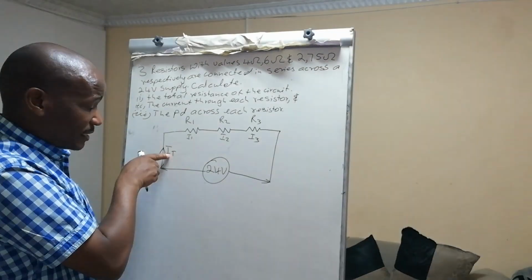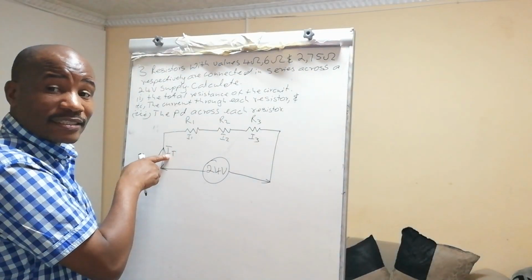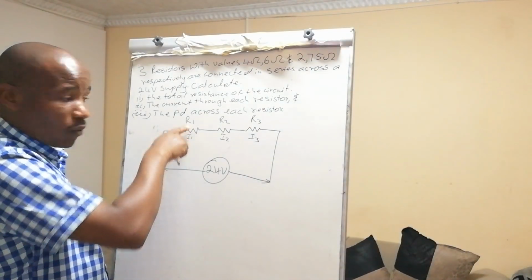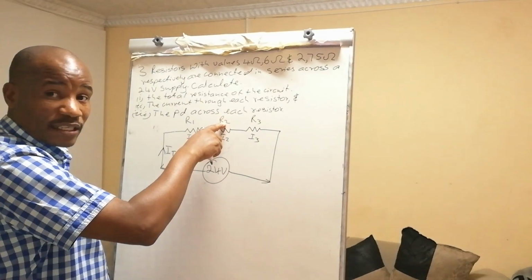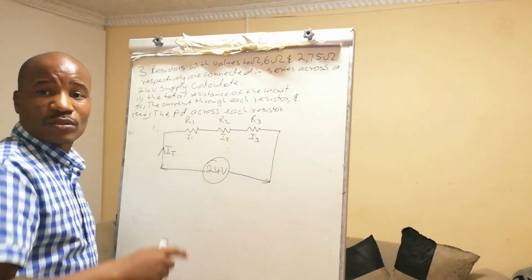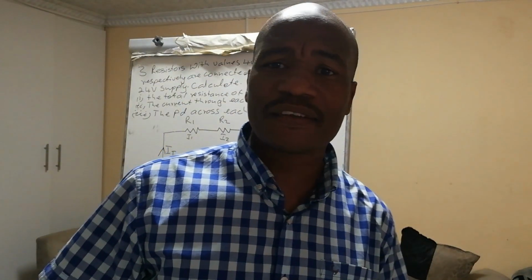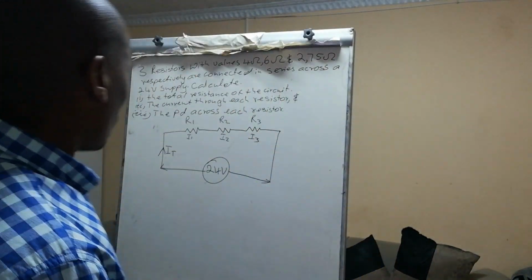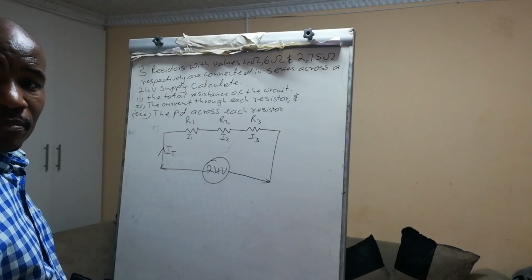So the total current is the same as the current passing through resistor 1, the current passing through resistor 2, and the current passing through resistor 3. That's very, very, very important. Otherwise, you won't be able to attempt that problem.